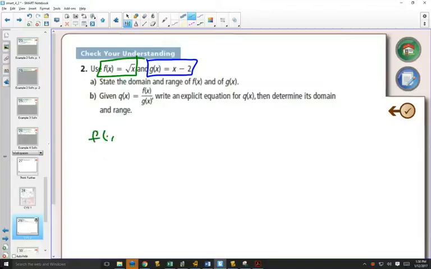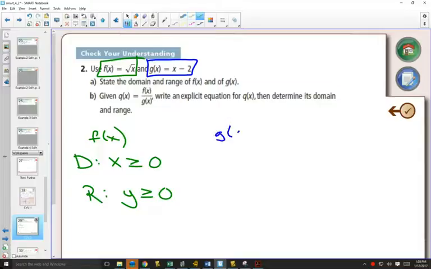So for f of x, our domain is bigger than or equal to 0. Our range is bigger than or equal to 0. That's a square root graph. And for g of x, our domain is everything because it's a line. Our range is everything.